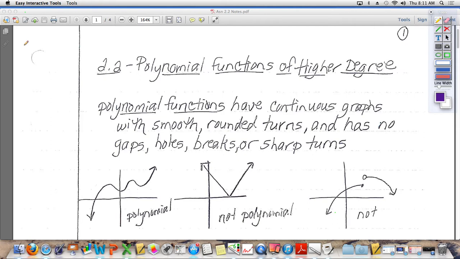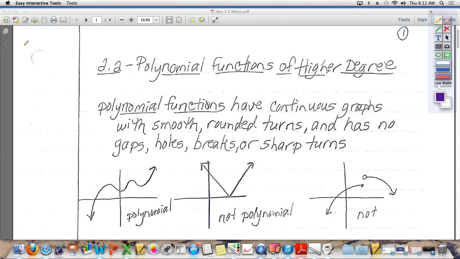What do we call this, by the way? When you get a V-shaped graph, does anybody remember what that's called? Absolute value. Very good. This is called an absolute value. This is an absolute value, not a polynomial. This right here, not a polynomial. Why is it not a polynomial? Got a big old break in the graph. Yep, it's separated, so that's not a polynomial.